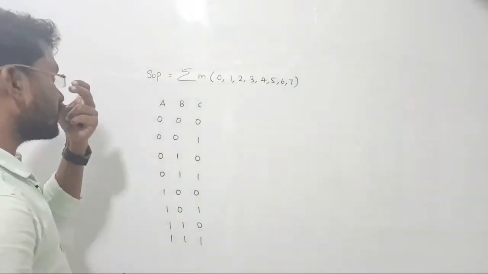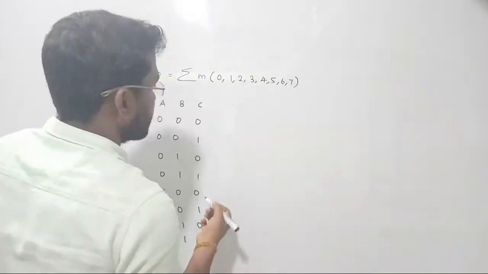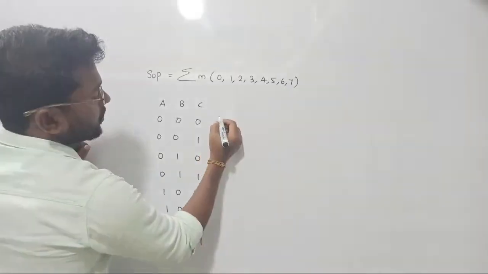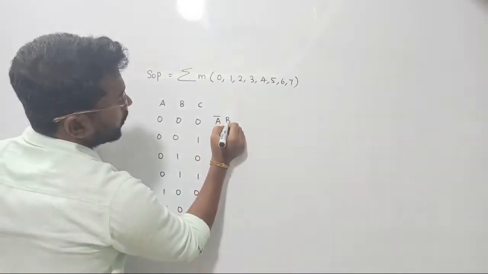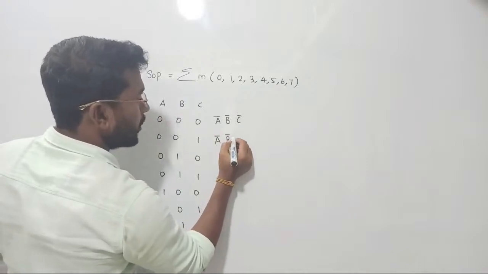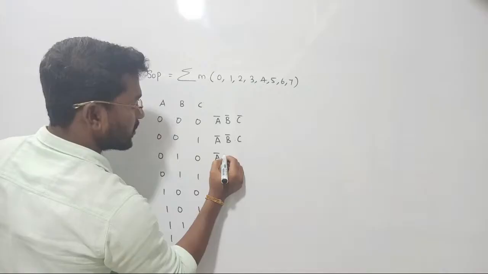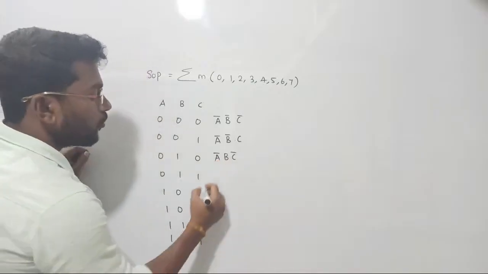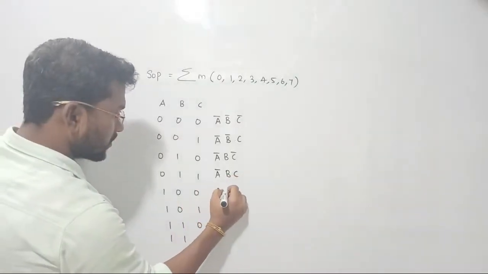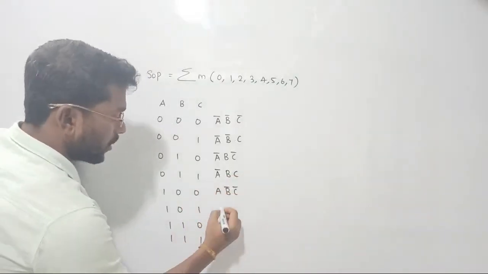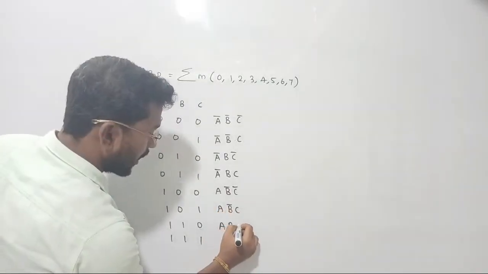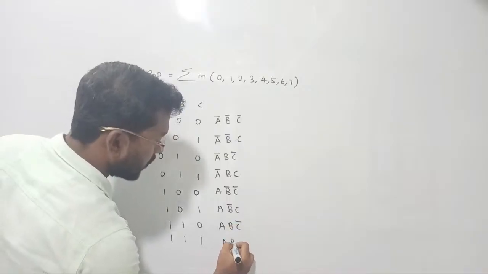Now in the digital system, let's consider sum of product. First of all we should write the min terms. How will you write the min terms for this? The first term is A bar B bar C bar. The second is A bar B bar C. The third is A bar B C bar. The fourth is A bar B C. The fifth is A B bar C bar. The next is A B bar C, then A B C bar, and next we consider A B C.